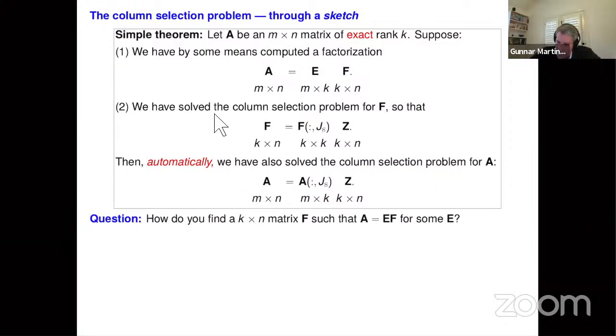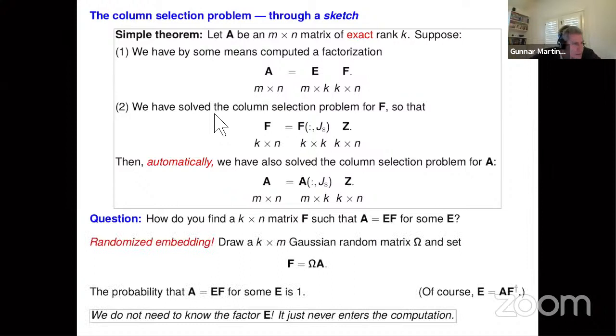All right, so now the question is, how do we find this matrix F? So F is what I refer to as the sketch. What are the properties we need of F? The property that I need is that the rows of F need to span the row space of A. That's really the only property. As long as they do, then necessarily the matrix E must exist. So how do we do this in a computationally efficient manner? And this is where the randomization comes in. We're already at 9:22, and so far I have not mentioned randomization, but this is where it comes in.